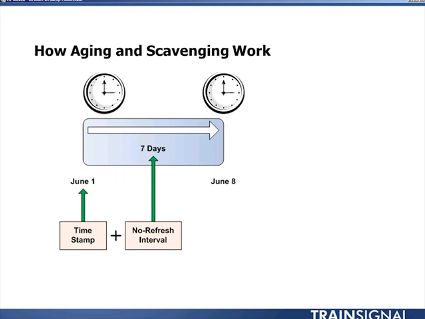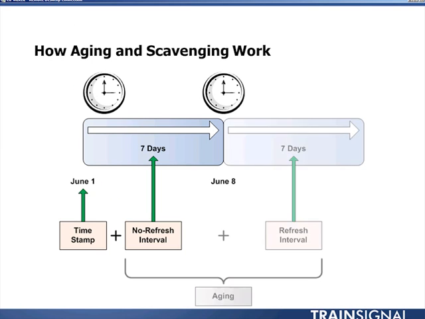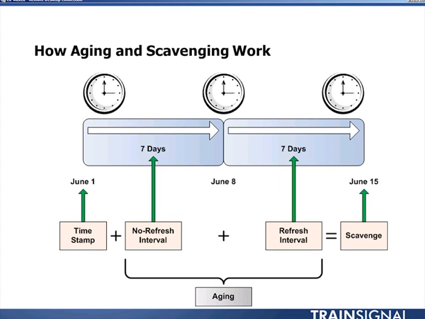It's just there. Once that period has passed, there's another 7-day period, which, again, those two 7-day periods together are what's called the aging period, where we will expect the client to come in and refresh that record. If that doesn't happen by June 15th, we will then consider that record to be stale, we'll consider it to be out of date, and we will scavenge it out of the database and get it out of the system.